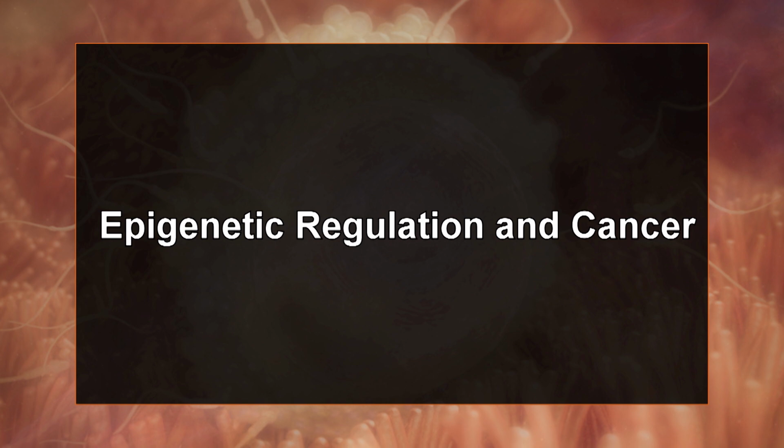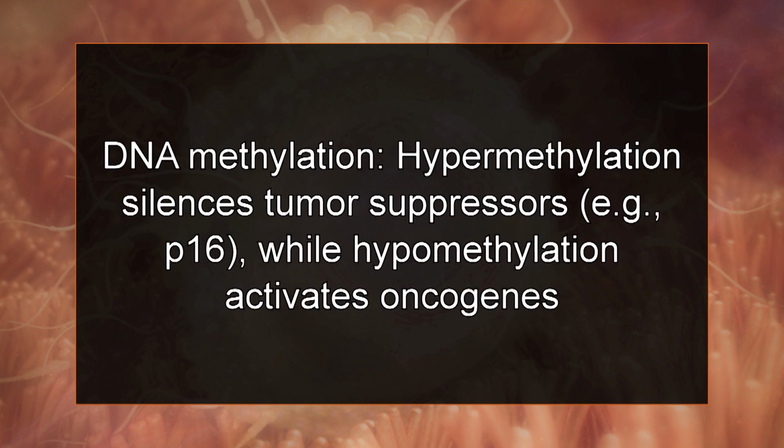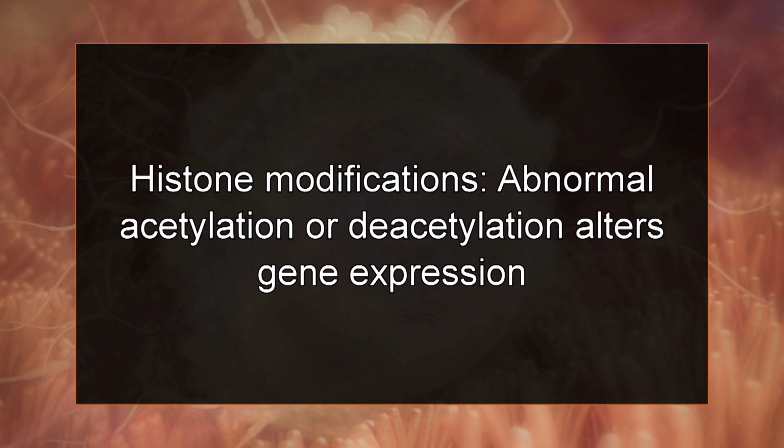Then moving on to epigenetic regulation and cancer. Number one is DNA methylation. Hypermethylation silences tumor suppressors, for example P16, while hypomethylation activates oncogenes. Number two is histone modification. Abnormal acetylation or deacetylation alters gene expression.